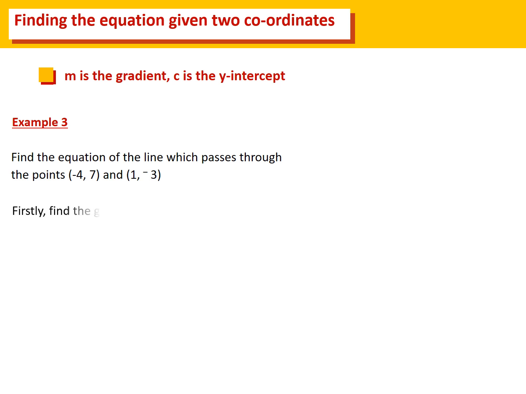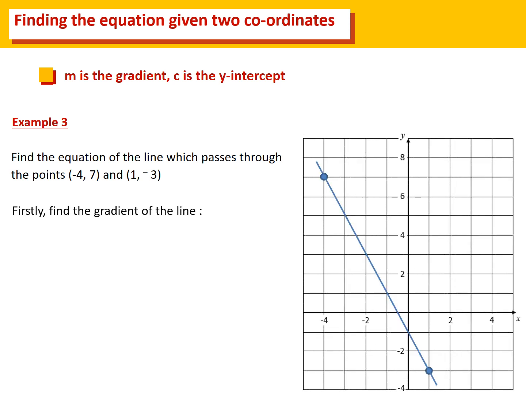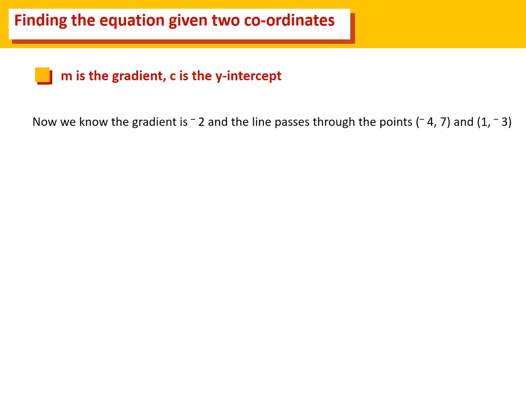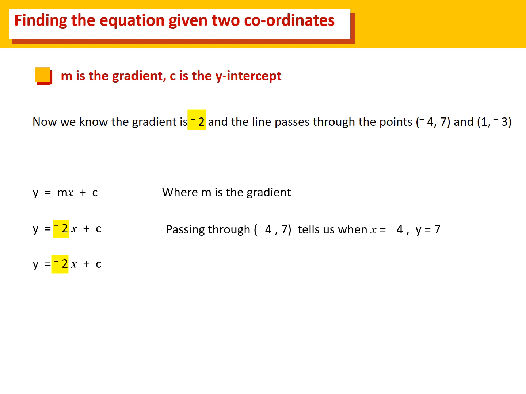And finally, as before, find the gradient. So that's negative 10 downwards, 5 across, so it's sloping downwards, so this is a gradient of negative 2. And we substitute the values of negative 4, 7 into our equation. There's the y value substituted in, there's the x value substituted in, and we end up with c equaling negative 1. And our final equation, y equals negative 2x subtract 1.